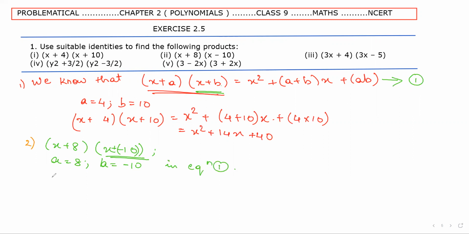we get x squared plus a plus b, which means you are supposed to add a and b. 8 minus 10 is equals to minus 2. So, this is minus 2x plus 8 into minus 10. 8 into minus 10 is minus 80. So, this is minus 80. That's your second value.